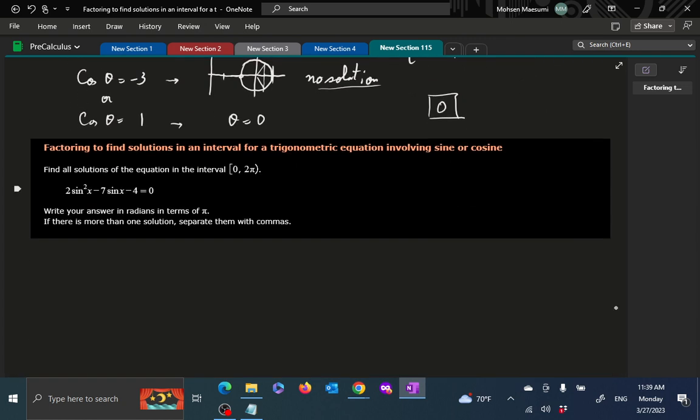Next, this one, we take sine of x to be a, and then of course sine squared of x is a squared, and then I have 2a squared minus 7a minus 4 equal to 0.